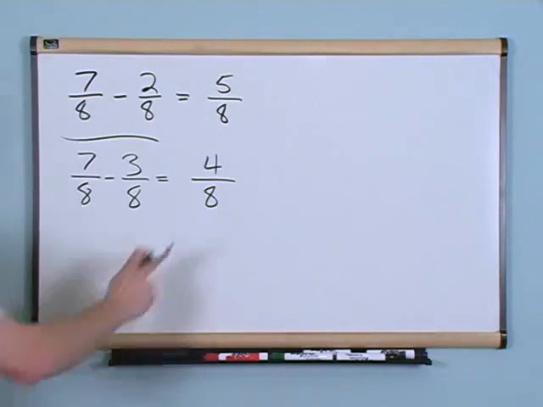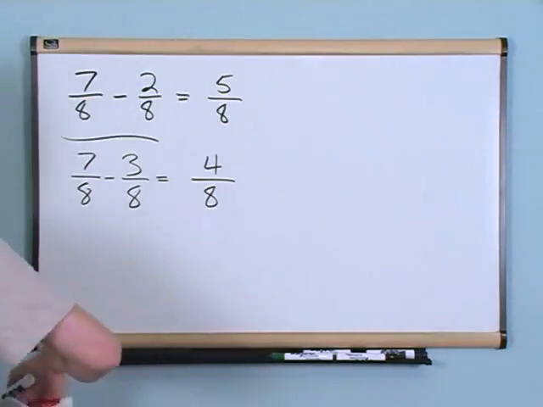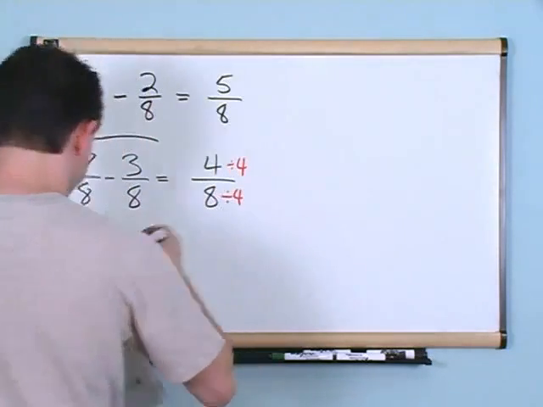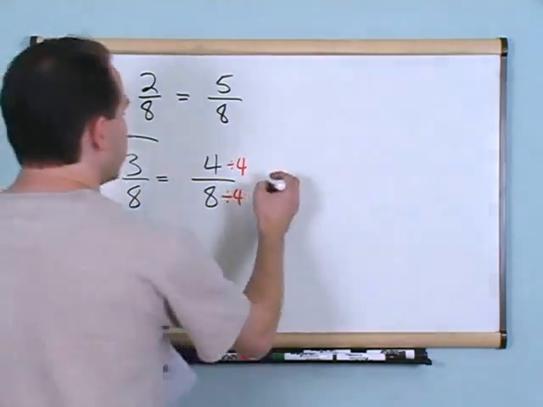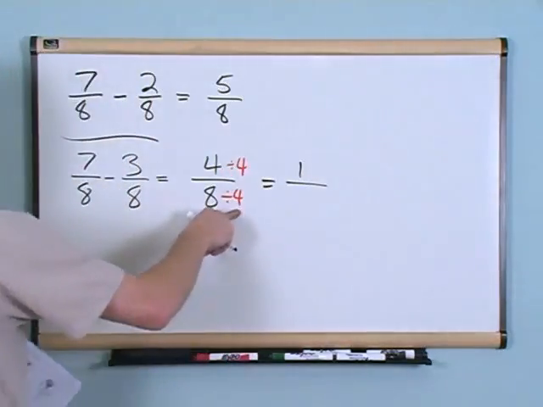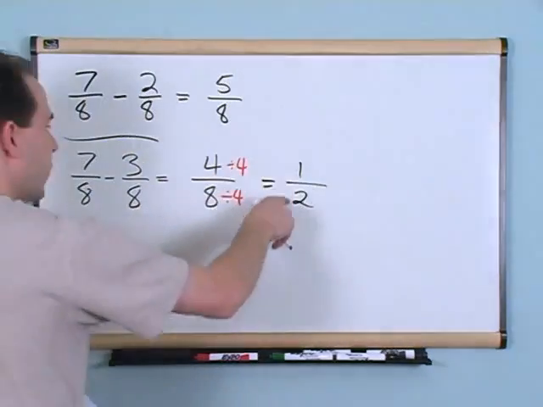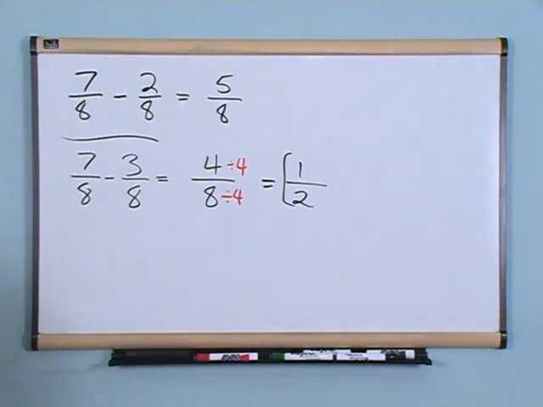Then the question is, is there anything you can do to simplify this fraction? Yes, you can, okay? Because I can divide the top by 4 and I can divide the bottom by 4. And that'll make this a lot simpler. 4 divided by 4 is just going to be 1. And 8 divided by 4 is just going to be 2. So what we're saying is 4/8 is the same thing as 1/2. This would be the answer, 1/2. That's the simplest form here. Okay?